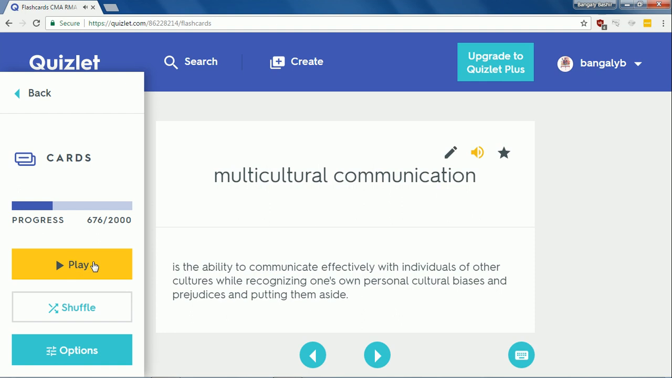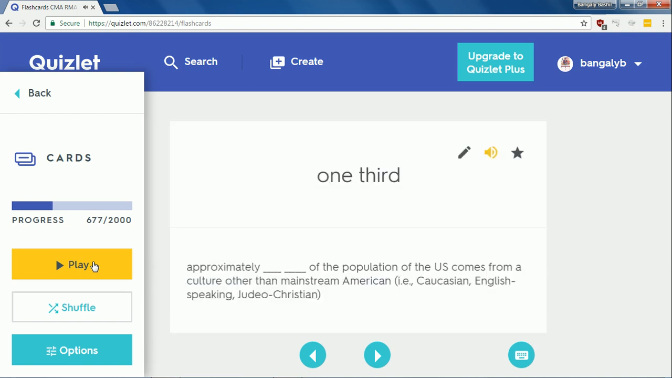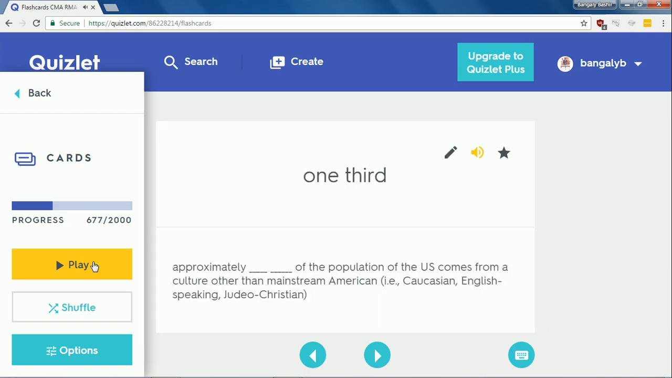Multicultural communication is the ability to communicate effectively with individuals of other cultures while recognizing one's own personal cultural biases and prejudices and putting them aside. One-third. Approximately blank of the population of the U.S. comes from a culture other than mainstream American.